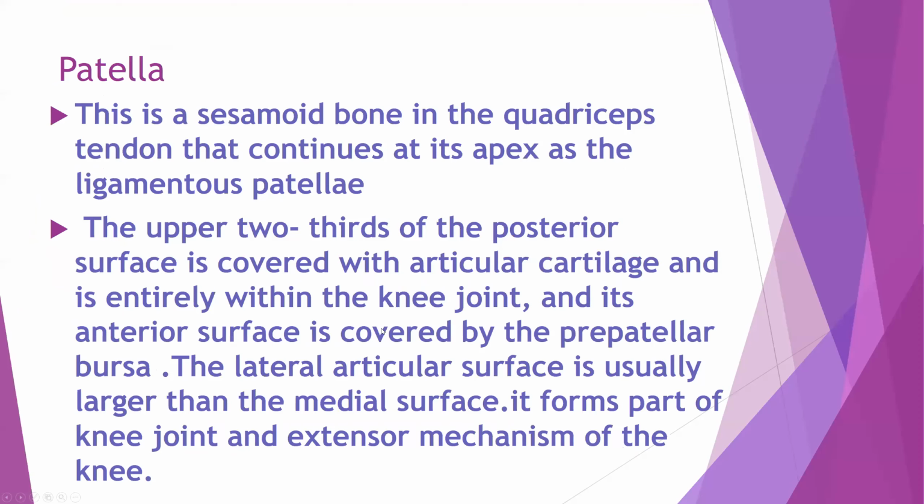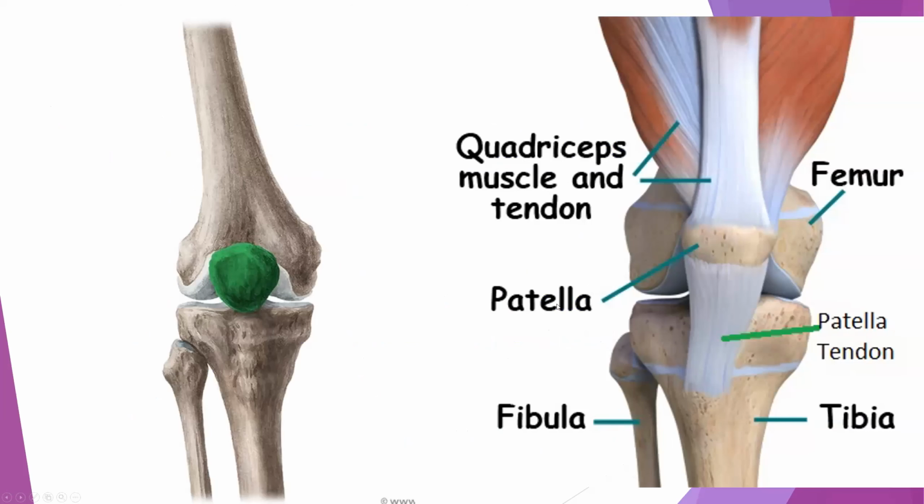Patella. This is a sesamoid bone in the quadriceps tendon that continues at its apex as the ligamentum patellae. The upper 2/3 of the posterior surface is covered with articular cartilage and is entirely within the knee joint, and its anterior surface is covered by the prepatellar bursa. The lateral articular surface is usually larger than the medial surface. It forms part of the knee joint and extensor mechanism of the knee. This is the patella and the quadriceps muscle and tendon, and this is the patellar tendon.